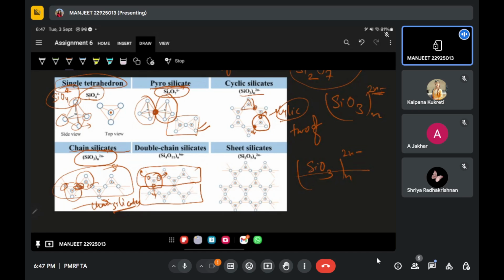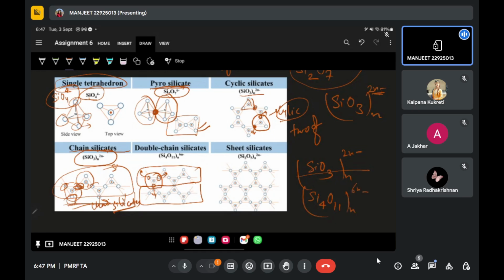Now because we have the double chain, there will be one chain here also. So this oxygen will also be shared with another silicate layer. So this will give you the double chain silicate, and the mer unit for this will be Si4O11 6 negative.